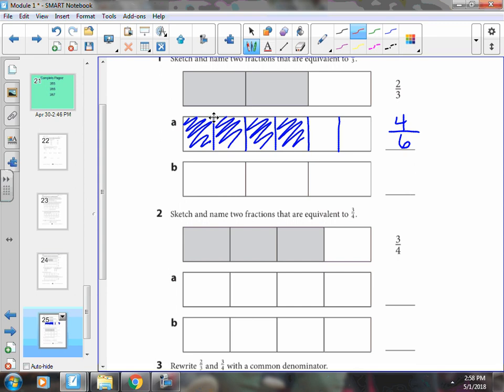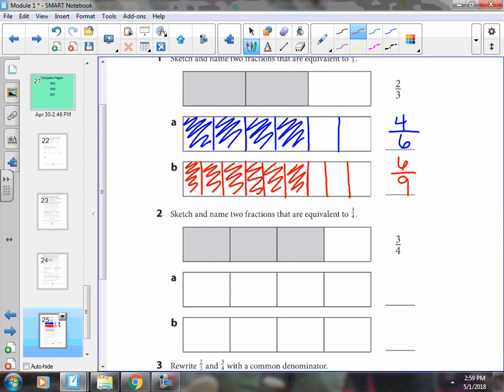Okay, I'm going to multiply by maybe 3 over 3. You could multiply by 4 over 4. If I multiply the numerator and denominator by 3, that's making each section 1/3 as big, which means I need to shade in 3 times as many. So all of your shaded sections should look equivalent, exactly the same. And I shaded in 6 out of 9.